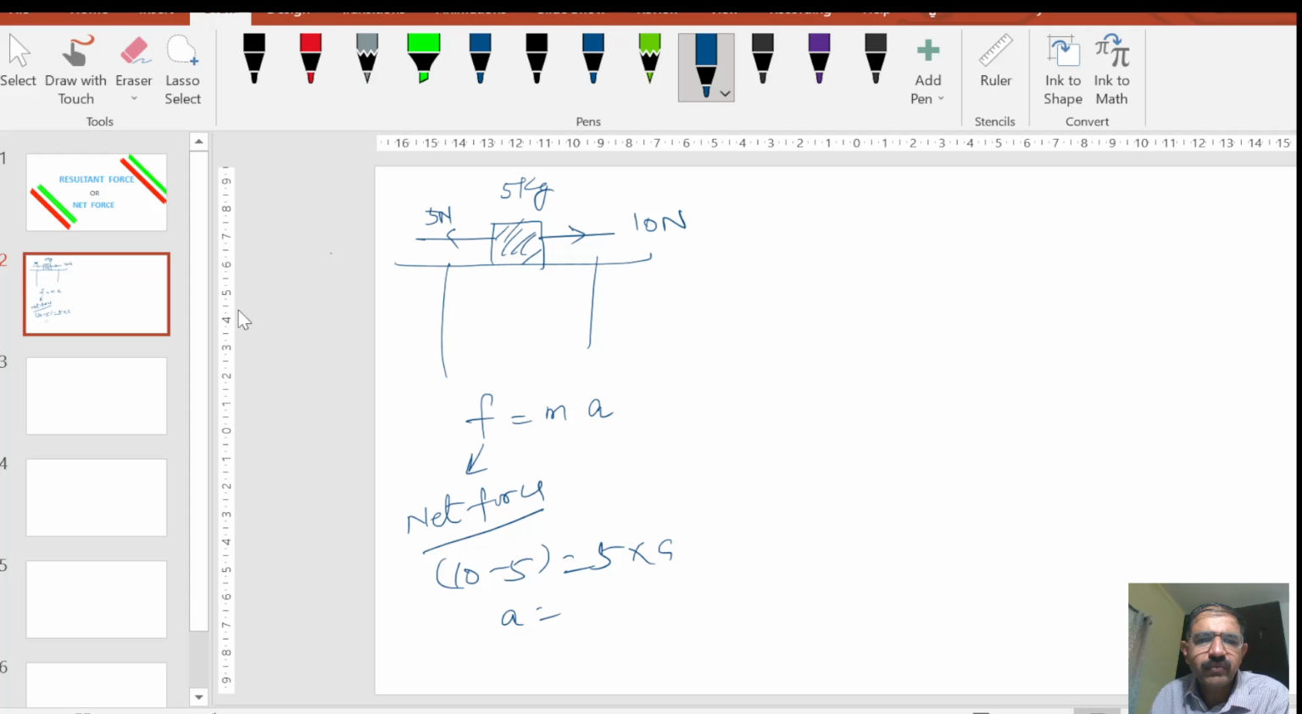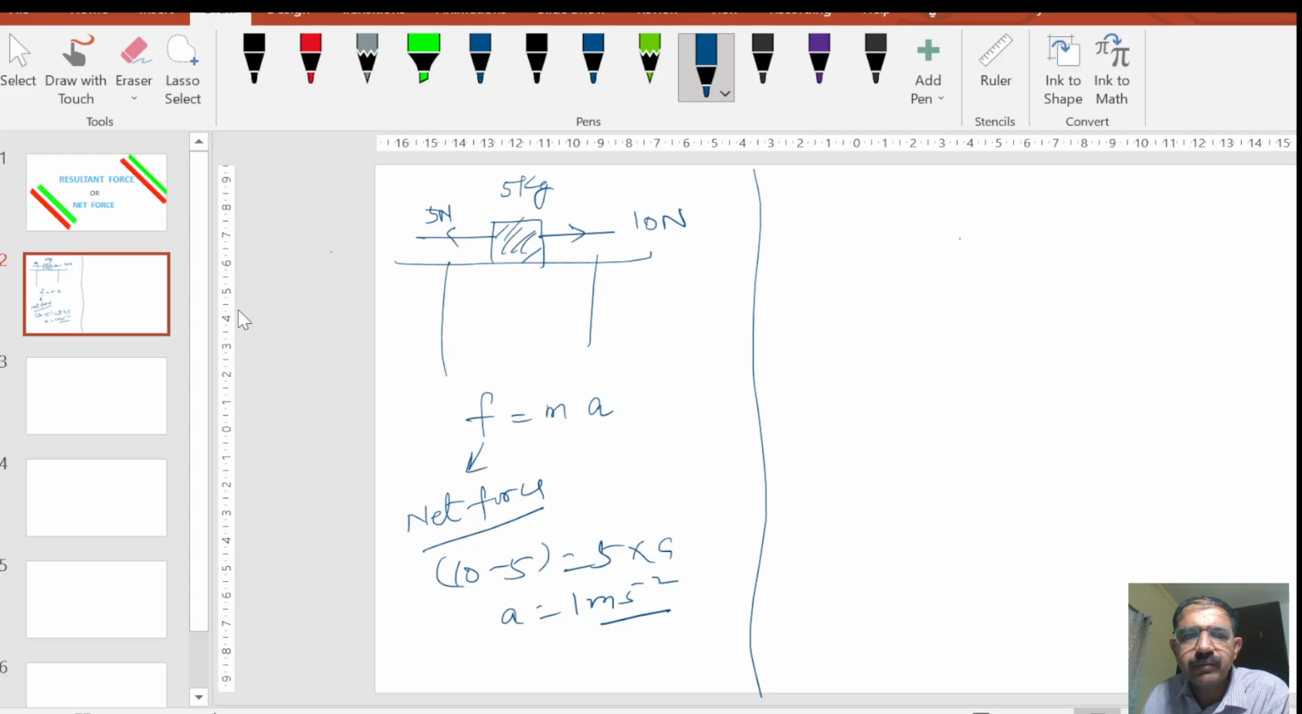Finally, what will be the a? 1 meter per second square. But again, acceleration is a vector quantity. So what will be the direction? It will be along the direction of the 10 Newton force, because the 10 Newton force is greater. So that is basically net force. I took one simple example of net force.